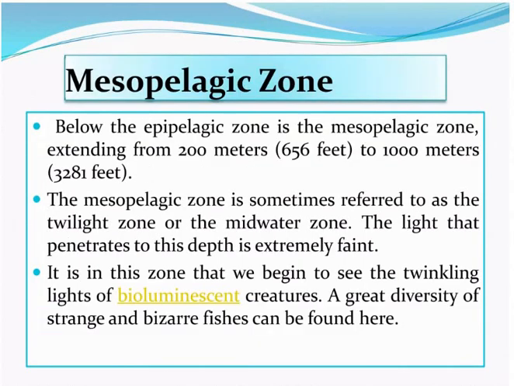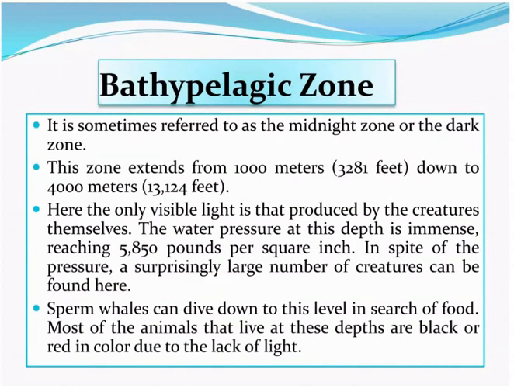Mesopelagic zone. Below the epipelagic zone is the mesopelagic zone, extending from 200 meters to 1000 meters. The mesopelagic zone is sometimes referred to as the twilight zone or mid-water zone. The light that penetrates to this depth is extremely faint. It is in this zone that we begin to see the twinkling light of bioluminescent creatures. A great diversity of strange and bizarre fishes can be found here.